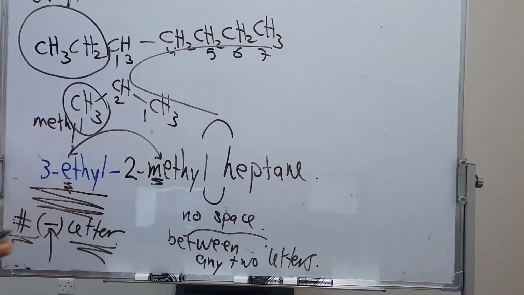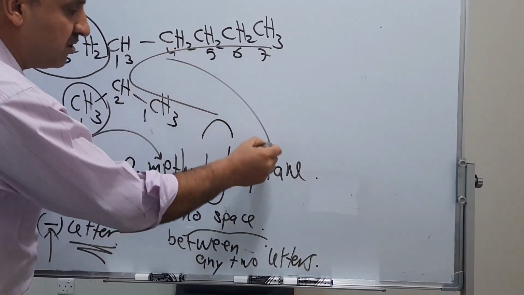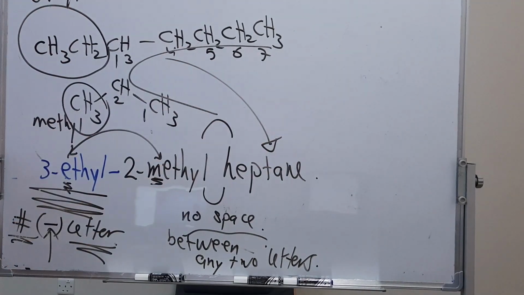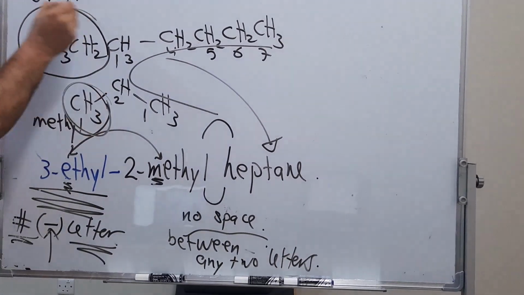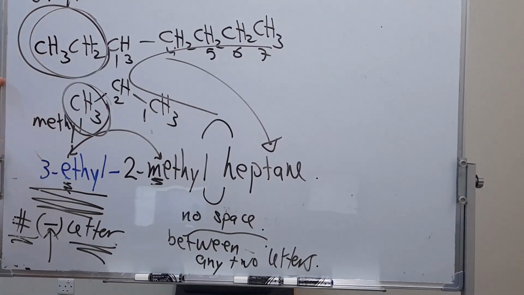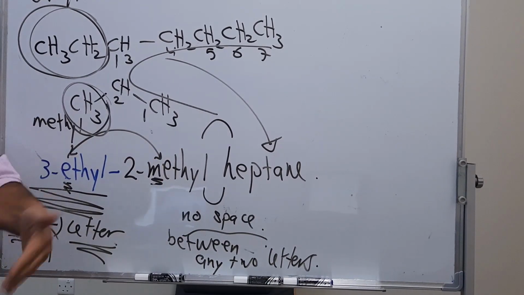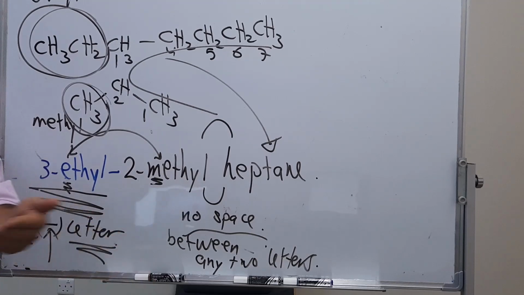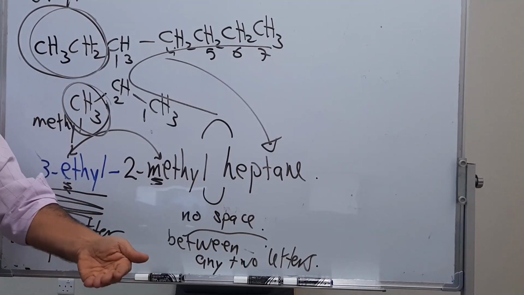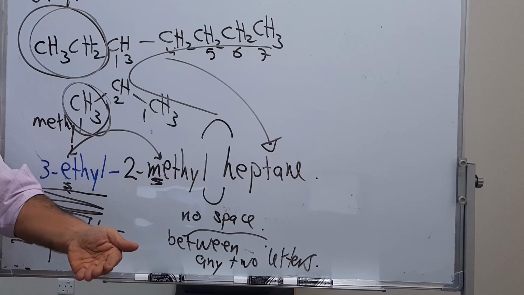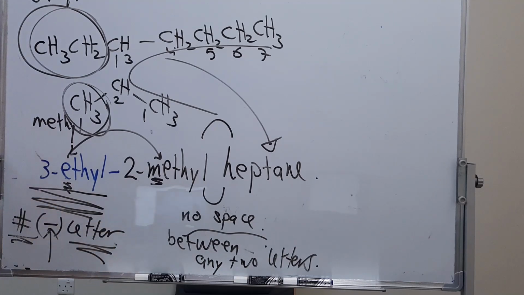We now know the chain. The chain is, very simply, the longest chain, which is heptane. Done, isn't it? Okay. And what is left here are the branches, or these two branches or substituents. So we also need to give their names as alkyl groups and their numbers. Do you follow me? Yes. Perfect. Any other question?